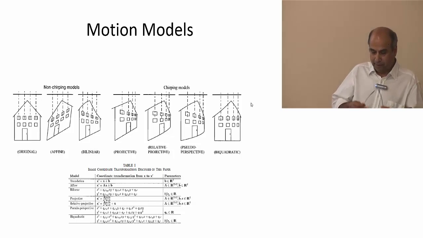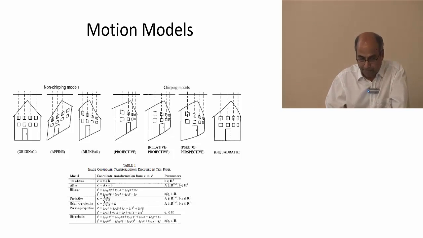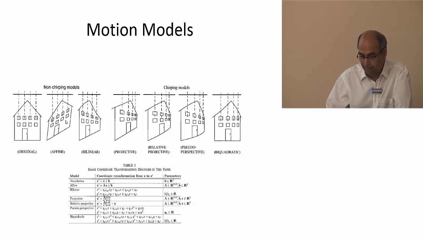And also, these are the examples. I think I gave you a very similar example last time. So if the original image is like this, then affine can get you like this. Bilinear transformation can get you like this. So these are non-chirping models, where the frequency cannot increase or decrease. You cannot model that effect.